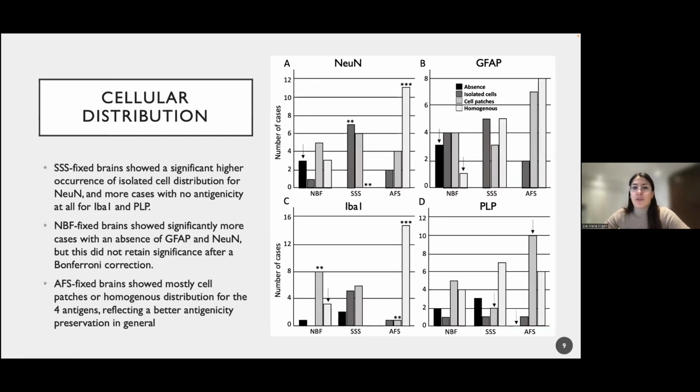For the cellular distribution, we found that the salt-saturated fixed brains showed a significantly higher occurrence of isolated cell distribution for neurons, and more cases with no antigenicity at all for the IBA1 and the PLP. For the NBF fixed brains, we showed significantly more cases with an absence of neurons and astrocytes, but this did not retain significance after the Bonferroni correction. And finally, the AFS fixed brains showed mostly more cases with cell patches or even homogeneous distribution for the 4 antigens, as we can see in the 4 panels, reflecting a better antigenicity preservation in general.